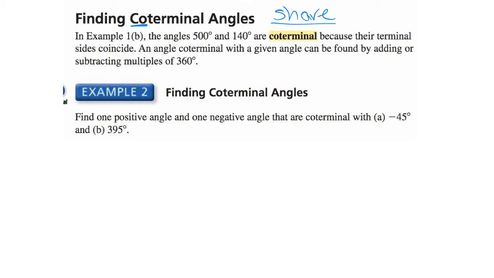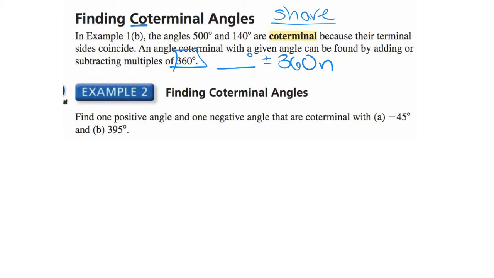If you look back at example 1, what I did on B was it was past one rotation, and so I subtracted a whole rotation to figure out where I needed to go with it. Now, coterminal angles can be found by adding or subtracting different multiples of 360 degrees. So that's full rotations. So you have your angle, and you can either add or subtract 360n. That is important to know because you will be asked to find positive and negative angles that are coterminal.